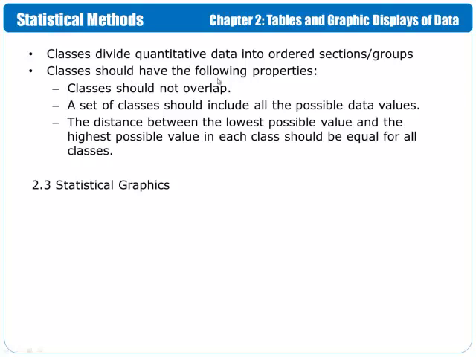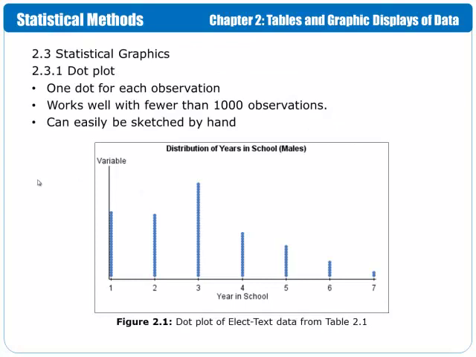Classes should have the following properties. For example, the classes should not overlap. A set of classes should include all the possible data values. The distance between the lowest possible value and the highest possible value in each class should be equal for all classes.